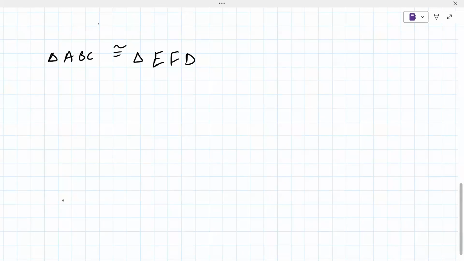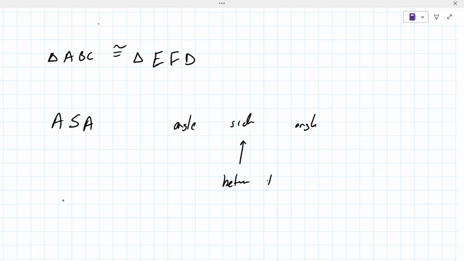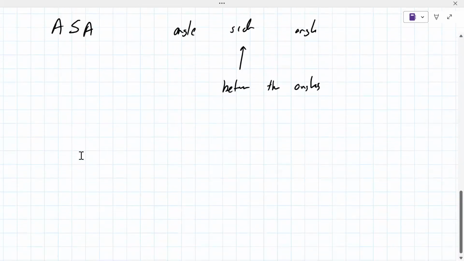The third one is angle, side, angle. And this time the side has to be between the angles. You'll see what I mean in another problem here, you'll see that shortly. So let me draw some more triangles here.